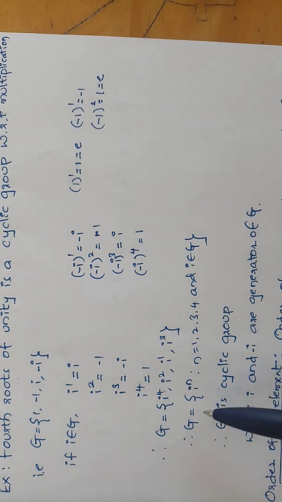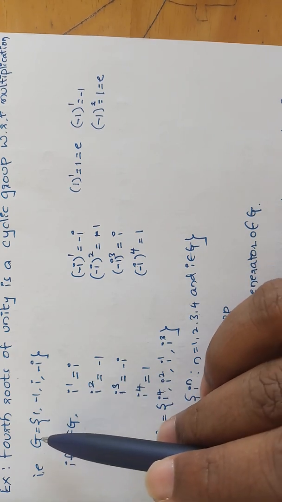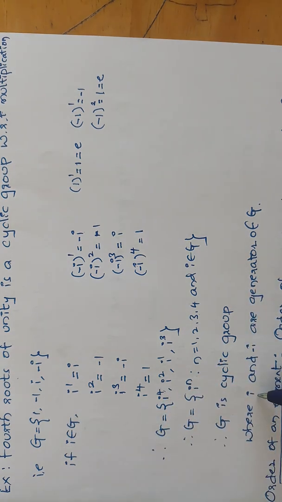Okay, therefore we can express this in the form of the definition of a cyclic group. Therefore Z is a cyclic group, where i and minus i are generators of Z. We call these elements generators of Z because from those elements we can construct the group Z, all the elements of group Z. So therefore these elements are generators of Z.